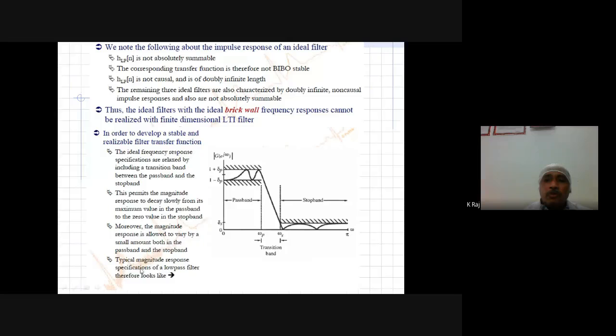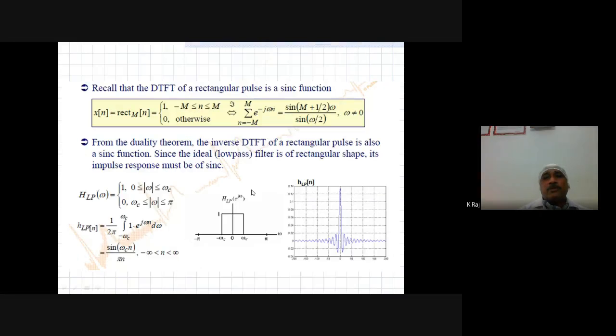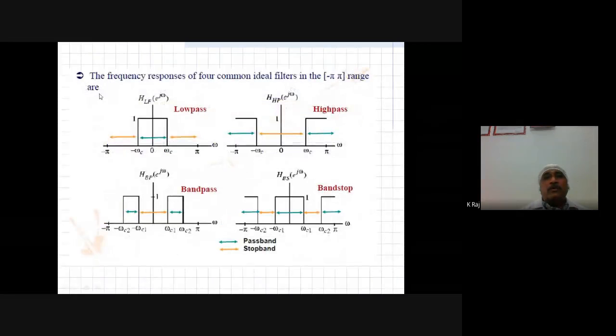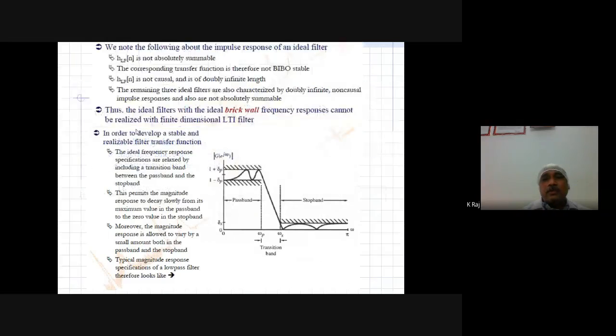Typical magnitude response specification of the low pass filter looks something like this. From the ideal low pass response here, we have to derive the practical low pass filter's response in the frequency domain, and that will be approximated more or less in this manner, having the transition band, deviation in the pass band, and deviation in the stop band.